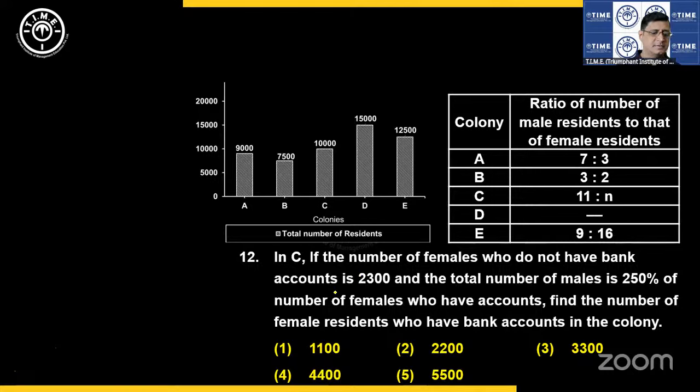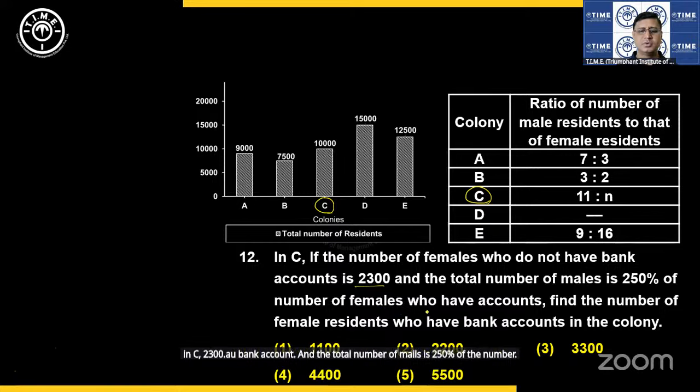In C, the number of females who do not have a bank account is 2,300. In C, 2,300 don't have a bank account. And the total number of males is 250% of the number of females who have accounts. Find the number of female residents who have bank accounts in the colony.